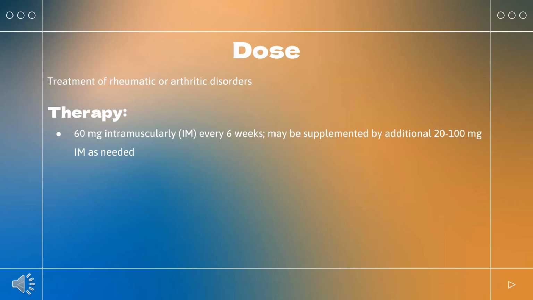Triamcinolone hexacetonide. Treatment of rheumatic or arthritic disorders. Intralesional injection, 0.5 mg/in², repeated as needed. Intraarticular injection, 20 mg per milliliter suspension, 10 to 20 mg, large joint; 2 to 6 mg, small joints, repeated every 3 to 4 weeks as needed.